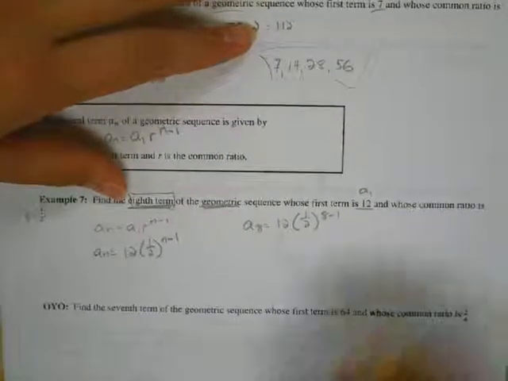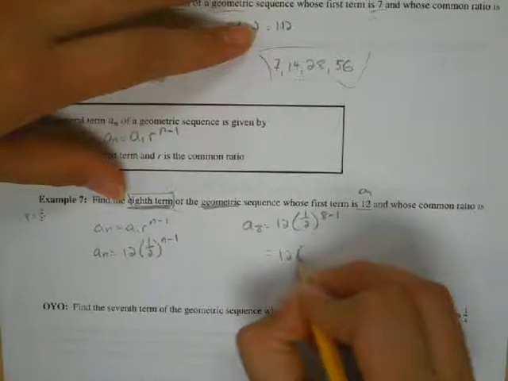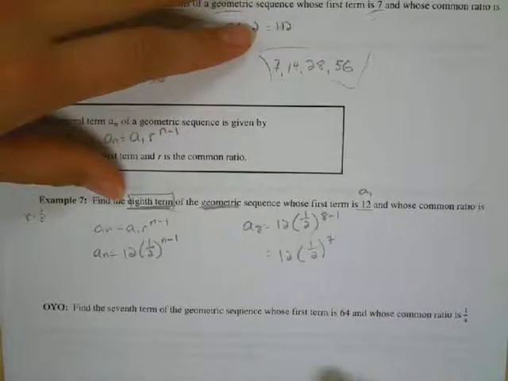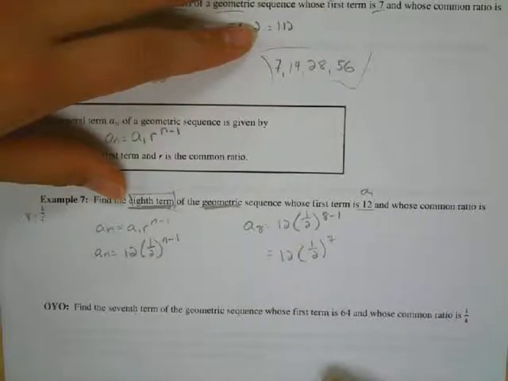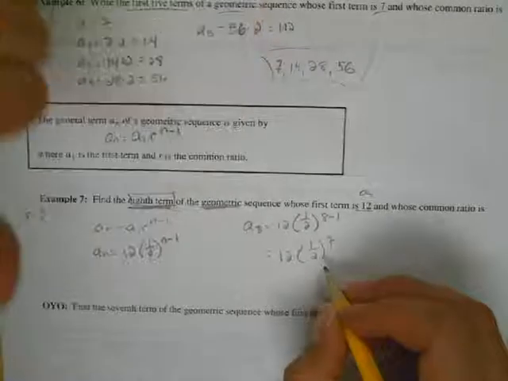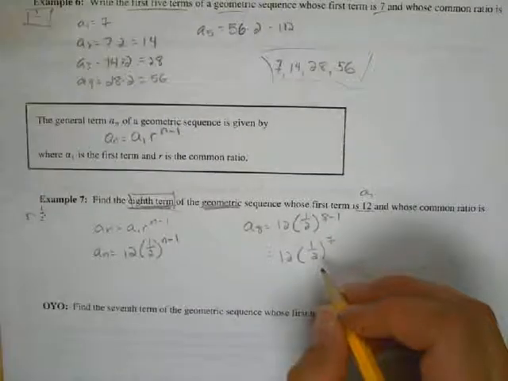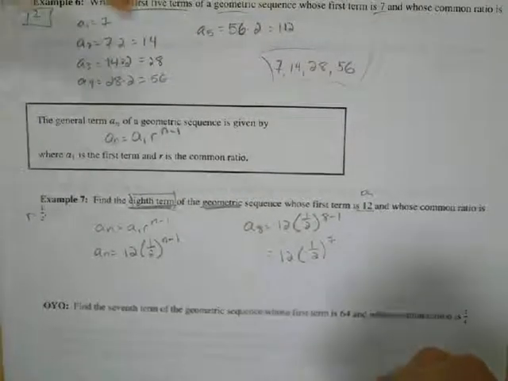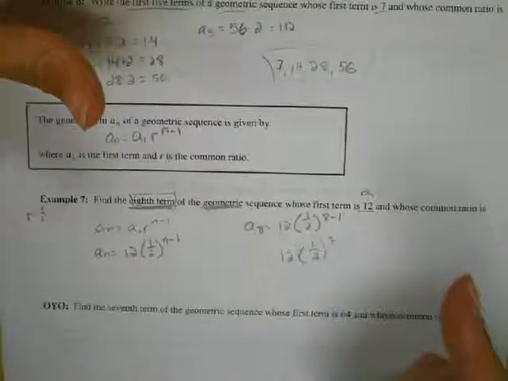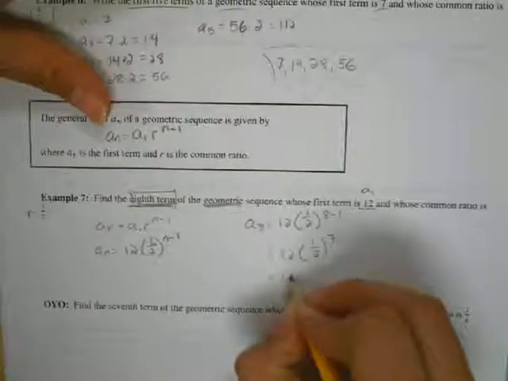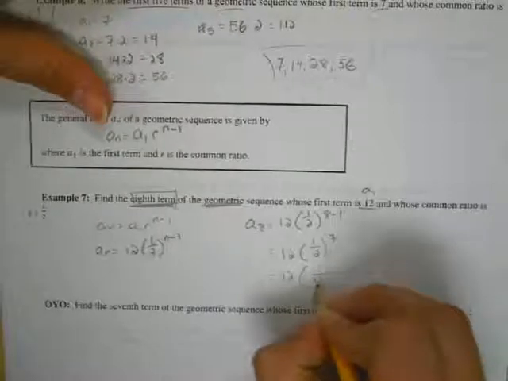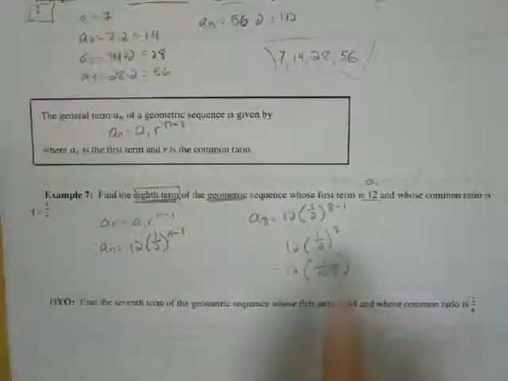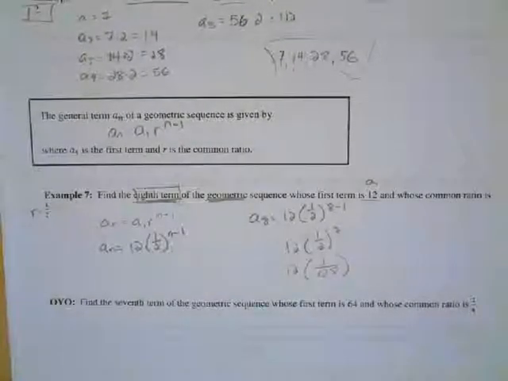Okay, so that's going to be 12 times 1/2 to the 7th power. Okay, so 7th power, so that's going to be 2 times 2 is 4, times 2 is 8, times 2 is 16, times 2 is 32, times 2 is 64, times 2 is 128. Okay, and when I multiply those two things together, and you can do the 1/2 to the 7th power in your calculator.